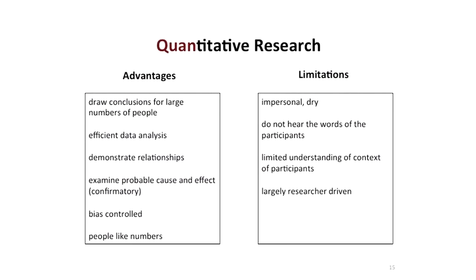Take quantitative research, for example. It's really useful for studying large numbers of people across a wide geographic area. It's a very efficient method of data collection. We can start looking at the relationship among concepts or variables. We can even look at whether something causes something, cause and effect. We can control for bias carefully. And people tend to like numbers.